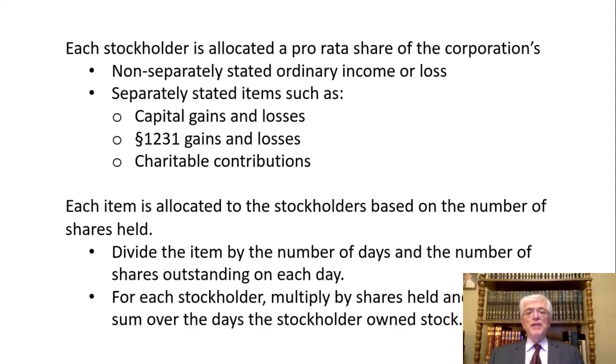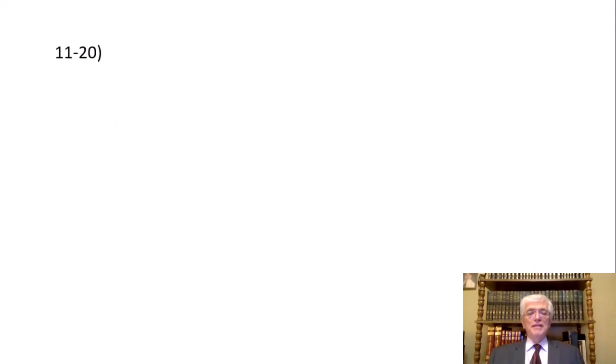Now, if you've got two stockholders and they each own 50% of the stock all year long, then all the items are just divided 50-50. But if you have changes in the ownership during the year, well, this is your rule that will work no matter how many complicated changes in number of shares you've had during the year. Just break it down to shares outstanding per day and then sum it back up for however many days your particular shareholder owns stock. Let's take a look at problem number 20 from chapter 11.